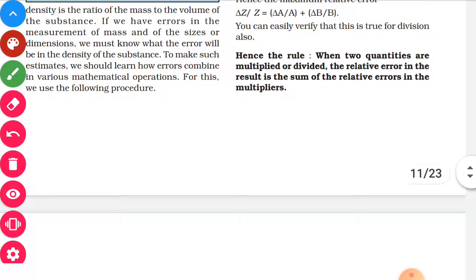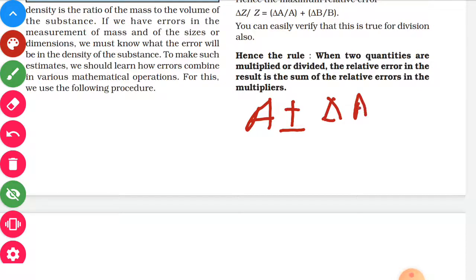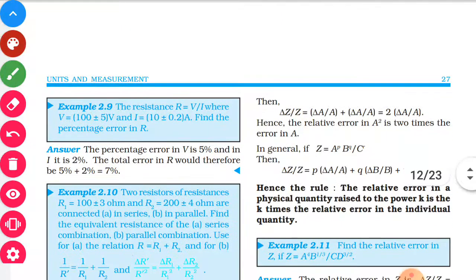Okay, so the rule, as you know: when two quantities are multiplied or divided, the relative error in the result is the sum of the relative errors in the multipliers. So you must find the relative error whenever a quantity is given to you. Say, for example, if A plus or minus delta A is given, then first of all you must find the relative error, and relative error is nothing but delta A upon A. That will be the relative error in the measured quantity A. Now using this we can calculate this sum.